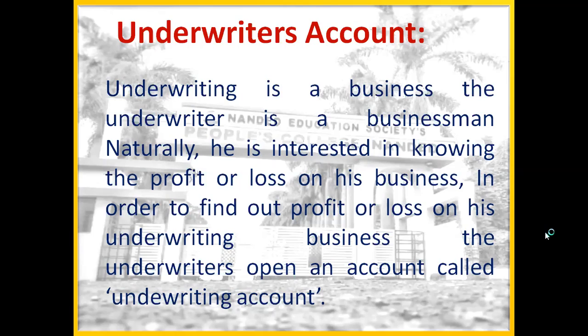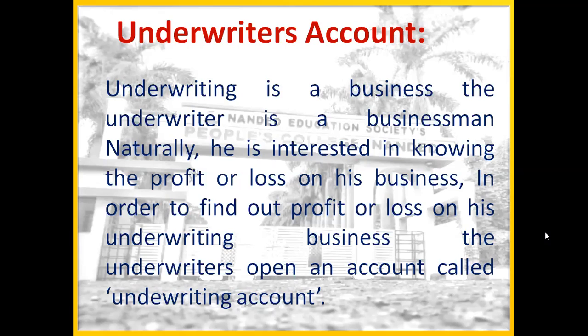All receipts and payments and incomes and expenses are passed through this account. In preparing the underwriting account, the following points should be noted. Number one, to begin with, find out total short subscription and the underwriter's shares therein. Also find out the sub-underwriter's liability. Number two, the underwriter pays application money, allotment money, and call money on the shares taken up by him. These payments are debited to the underwriting account.